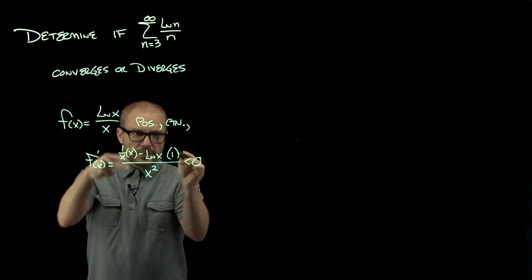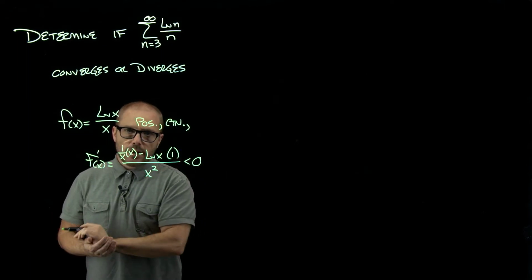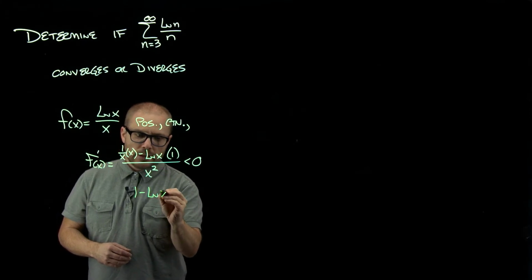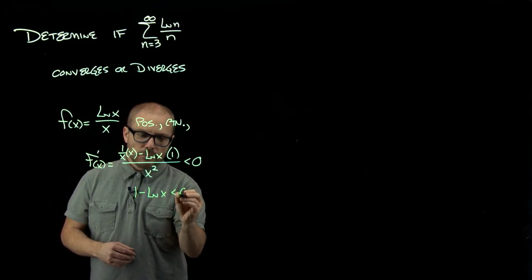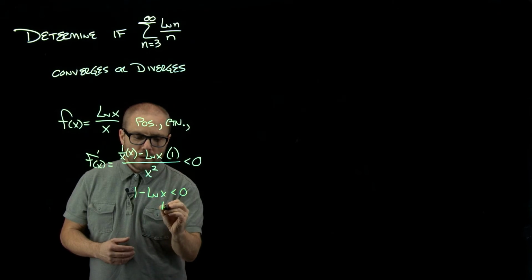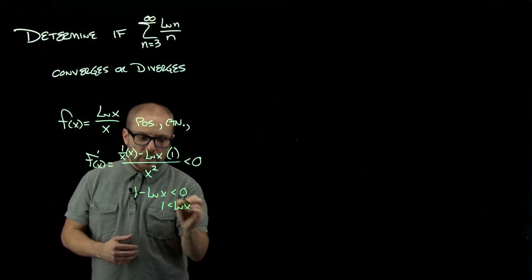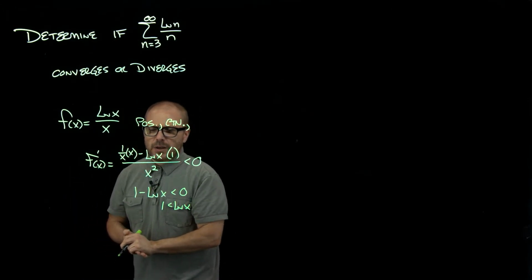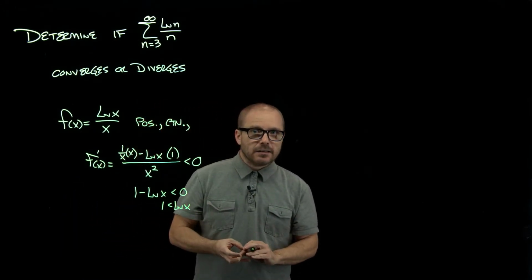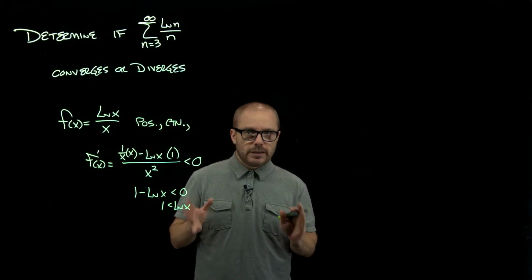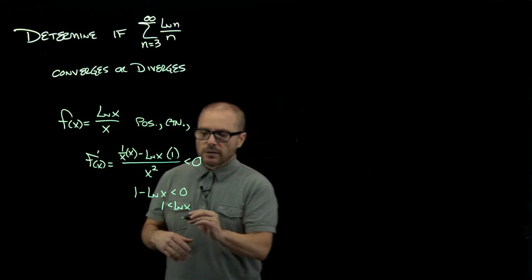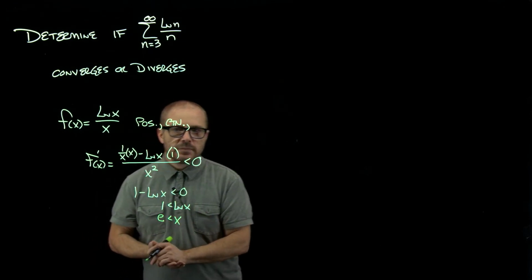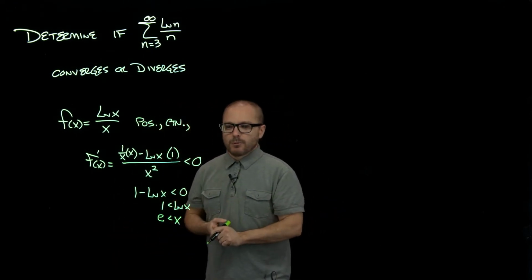So the only time this fraction is going to be less than 0 is if the top of the fraction is less than 0. And the top of the fraction is 1 minus natural log of x, so we need natural log of x greater than 1. Well, when is natural log of x bigger than 1? When x is e, it equals 1, by definition. And then after that, it's bigger. So we're looking for x bigger than e, and e is somewhere between 2 and 3.